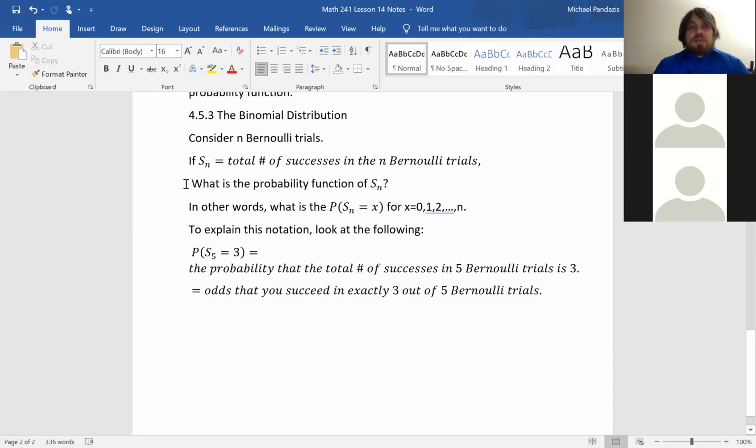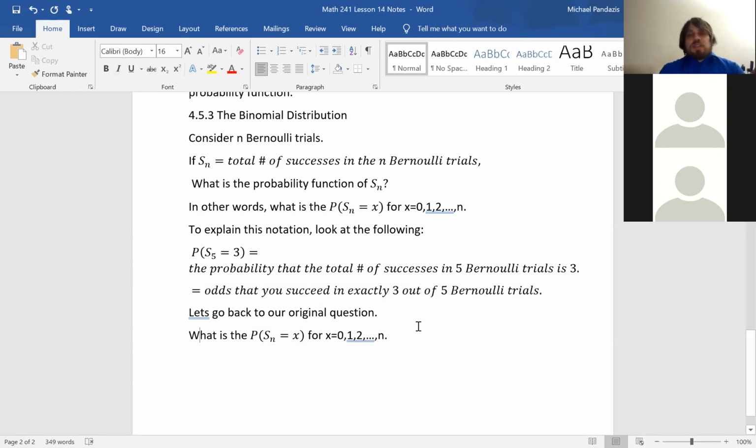But I want to answer this question still. What is the probability function of S sub n? What is P of S sub n equals x for these values of x? Okay, so let's go back to our original question. What is P of S of n equals x for x equals 0 to n?